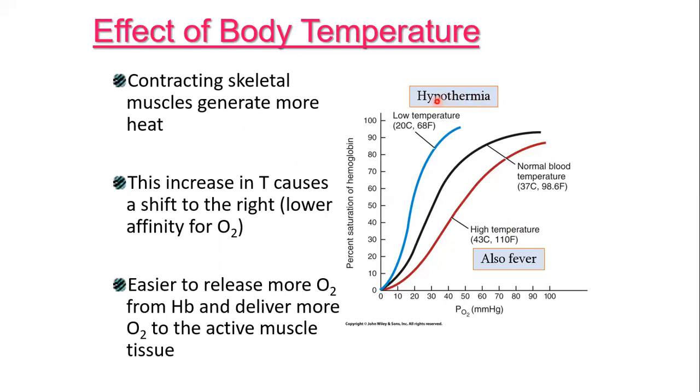While the opposite, in hypothermia, hypo means low, low temperature, this curve will shift to the left, meaning oxygen is bound very strongly to hemoglobin. Hemoglobin won't give away oxygen. We need to understand the shift to the right and to the left and the effect of fever or hypothermia on the curve.